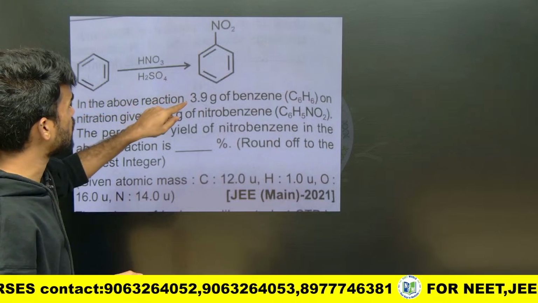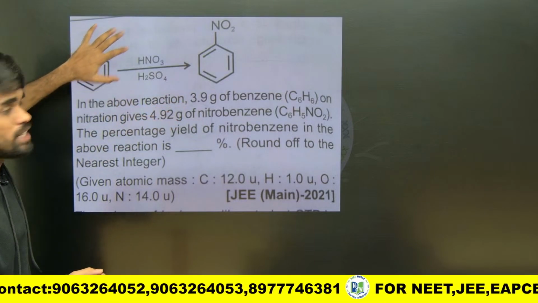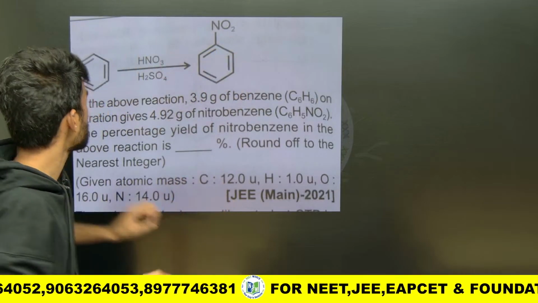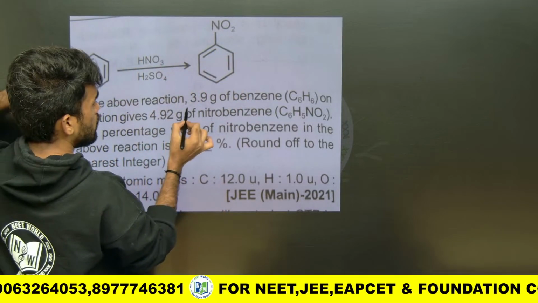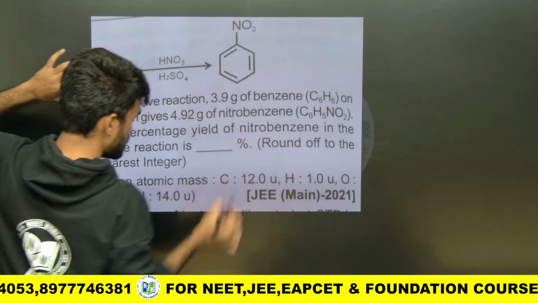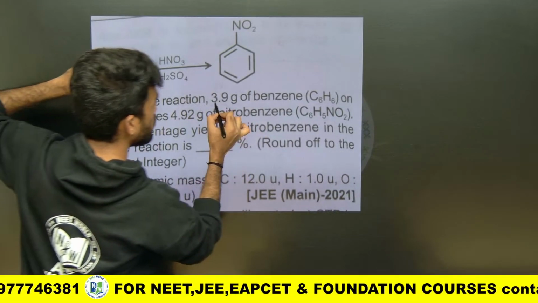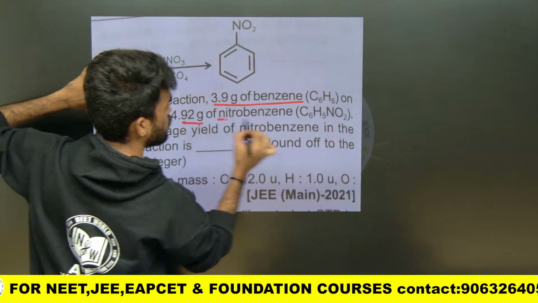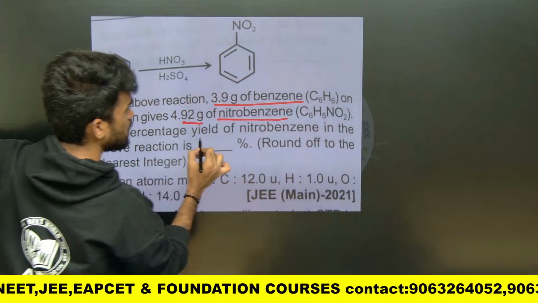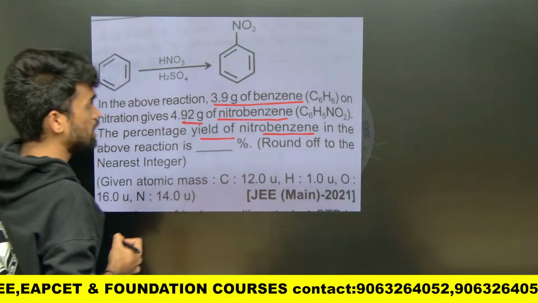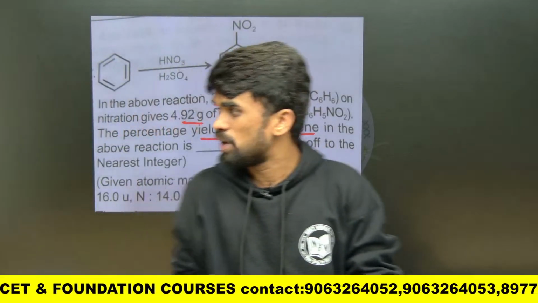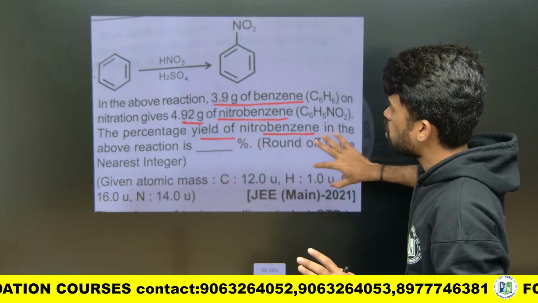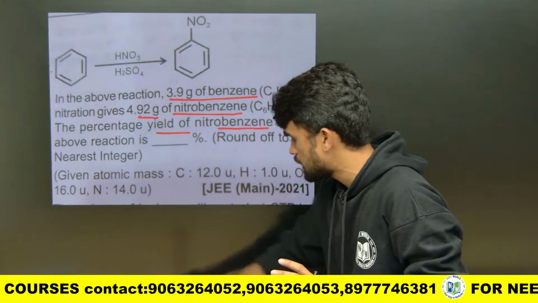In the above reaction, see, benzene is converted into nitrobenzene. So we can consider this as nitration of benzene. In the above reaction, 3.9 grams of benzene is given, and nitration gives 4.92 grams of nitrobenzene, okay. The percentage yield of nitrobenzene is... see, do not get scared by looking at its structures, very simple and easy. Just hold on for some time, you will feel relaxed by solving this.